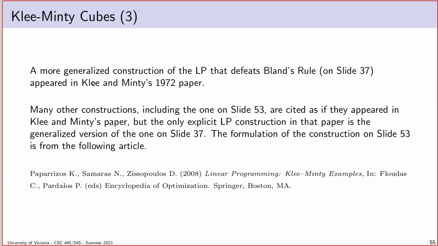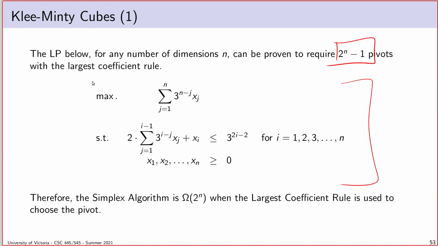And so it's worth considering that Klee-Minty cubes were invented by this paper, but there are lots of different formulations, even for a particular pivot rule. So this isn't the only construction that results in exponential performance for the largest coefficient rule. There are lots of others. If you're interested in them, we can talk about them. Come to the office hours.